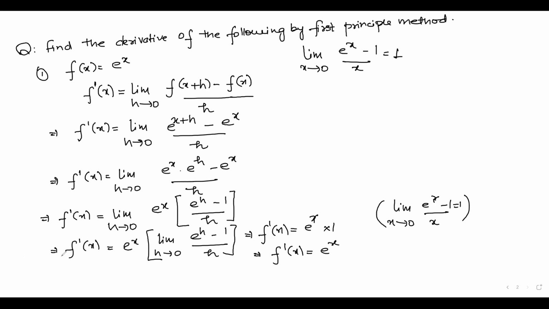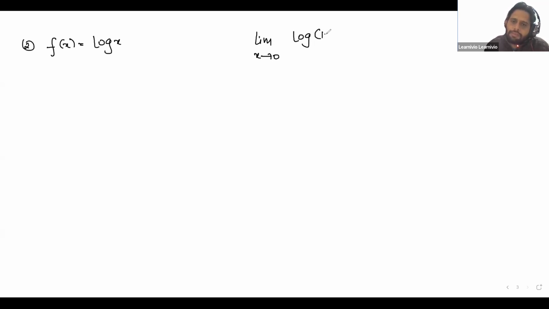Done, sir. Okay, good. So this is our first formula. Second, we have f(x) is equal to log x. We discussed in our previous class that if there is nothing written here, it means natural log, with base e. Now for the log, in limits we have this formula: limit x tends to 0, log(1 + x) by x is equal to 1.